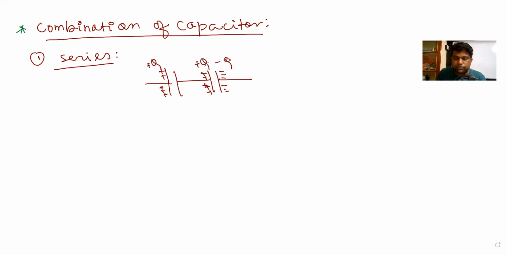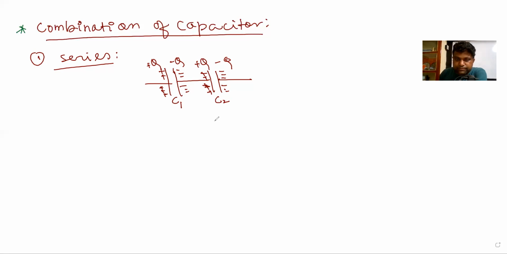So a plus Q amount of charge will be accumulated here, and here a minus Q amount of charge will be accumulated. This will be valid for n number of capacitors connected in series. If I connect another third one also, the same plus Q and minus Q will be accumulated over that capacitor. So we can extend this combination to n capacitors, either series or parallel, no issue. We have taken first the two capacitors, with capacitance C1 and C2.